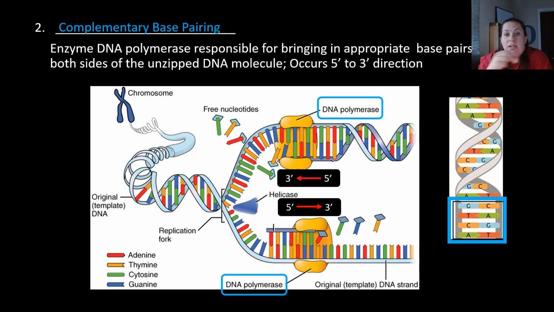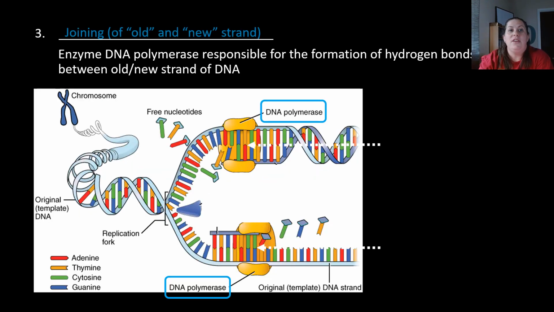On the top picture, you'll notice it's adding a nucleotide at a time. On the bottom one, it's going to add it in pieces. Those pieces are known as Okazaki fragments, and they are named after the scientists who first saw them. Right, and so they do the same process of complementary base pairing, they just do it a little bit differently. The third step is we're going to join the old strand to the new strand. The enzyme again responsible for this is DNA polymerase, and they are going to form those hydrogen bonds between the old strand and the new strand.